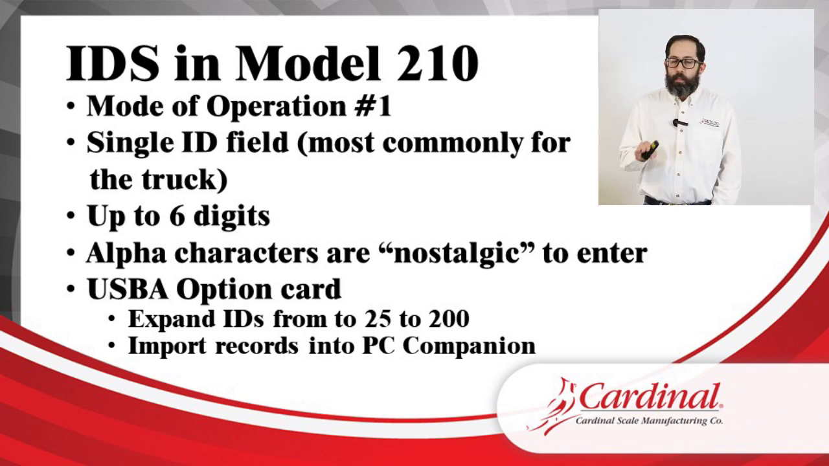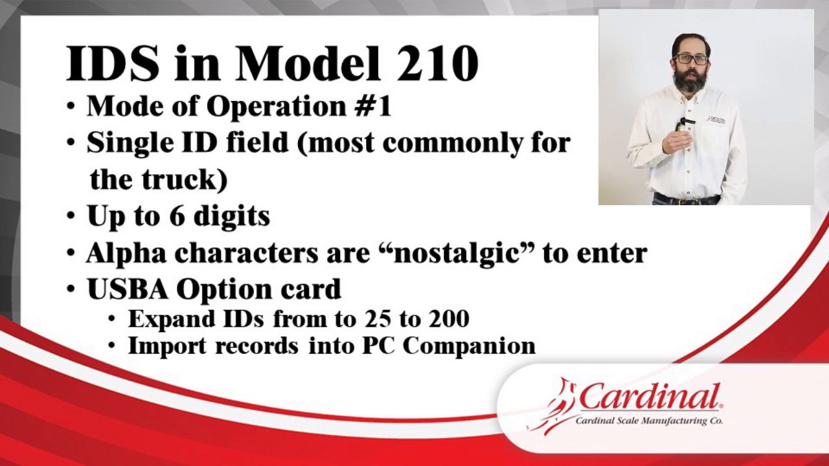The other thing, and we'll talk about it more when we talk about the 225, but the USB-A option card allows us to store transactions on a USB drive, thumb drive, however you want to refer to it. And then we can take that information, put it in the PC, and open up Cardinal Scale's PC companion software. It actually gives us a really easy way to take that transaction information and put it in a database that can be viewed on the PC, can run reports off of it, daily reports, things like that. So that's another thing that the USB-A option card does allow us to do.